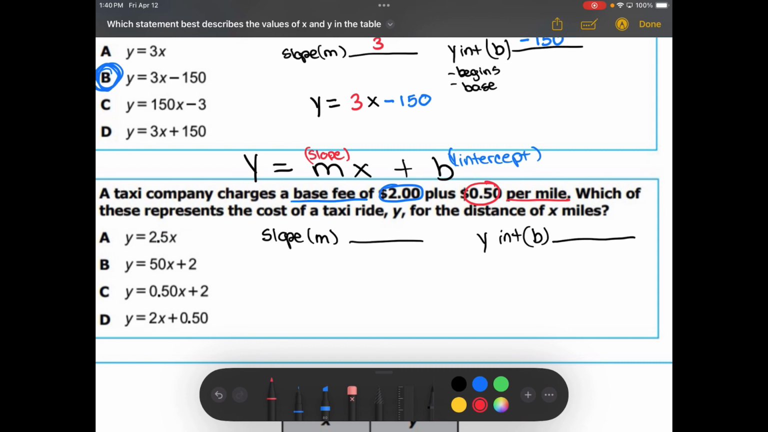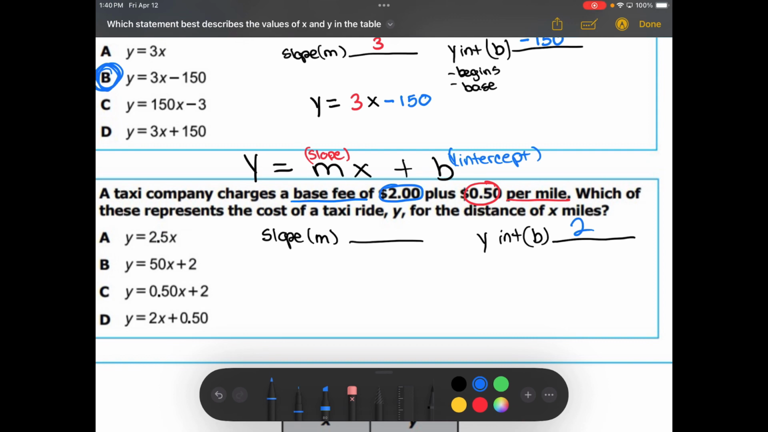All right, remember, y-intercept is your base. It's your beginning. It's what you start with. So when I get in that taxi cab, whether I go anywhere or not, how much do I have to pay him? $2. That is my base fee. Whether we drive off or not, I got to pay him $2.